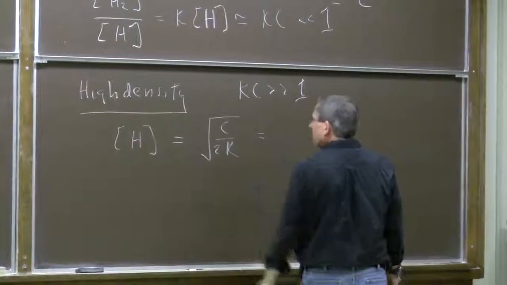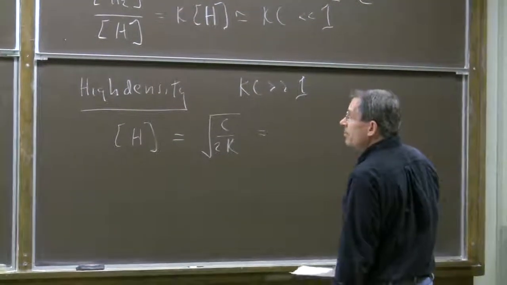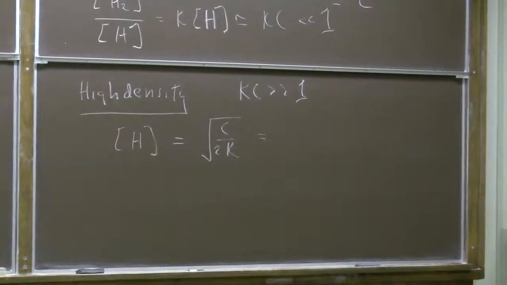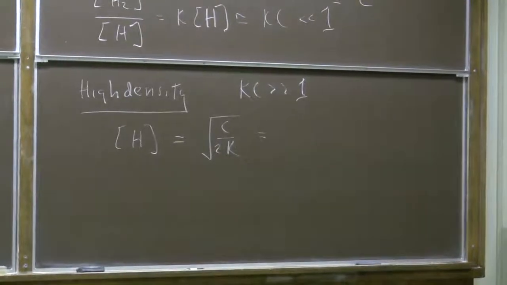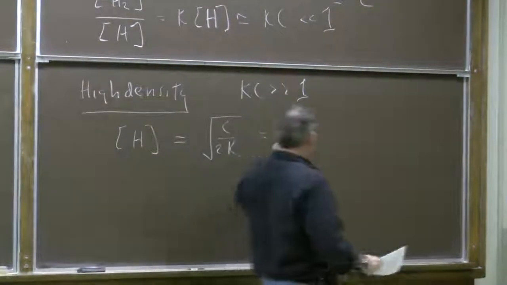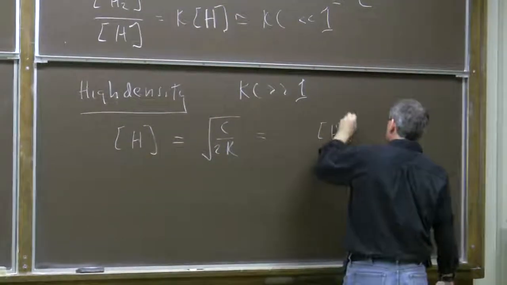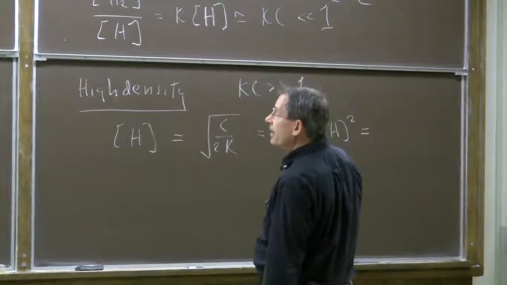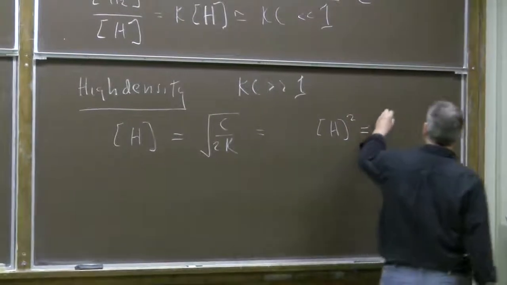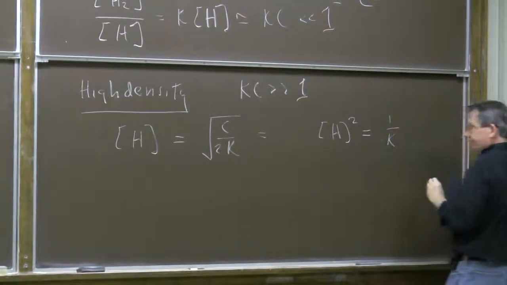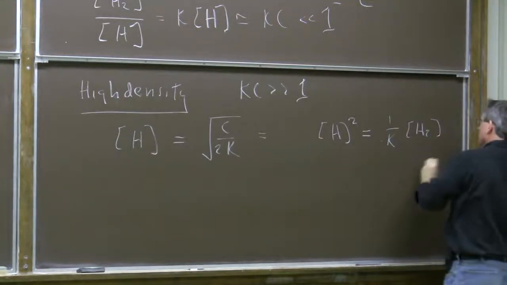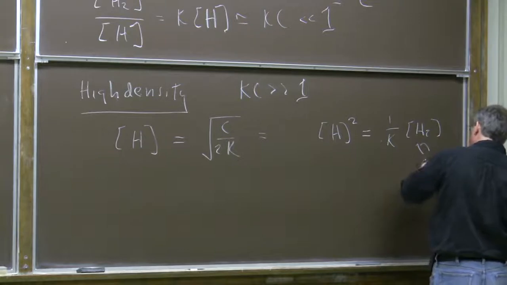And that makes sense now because in the high density limit, which corresponds to low temperature, almost all of the protons are going to be tied up in the hydrogen molecules. And so h squared, which is equal to 1 over k times the abundance of hydrogen, well, this will be approximately C over 2.